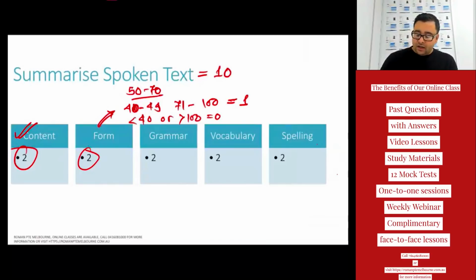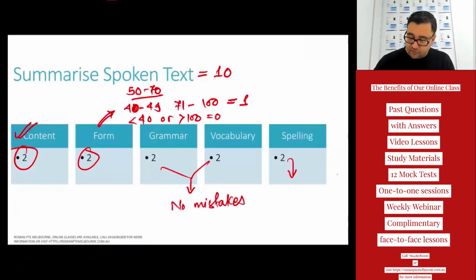Then comes grammar and vocabulary. Same thing. No mistakes, you get points. And spelling, just like before, if you make no mistake, you get 2 points. One mistake, you get 1 point. More than one mistake, you get 0.